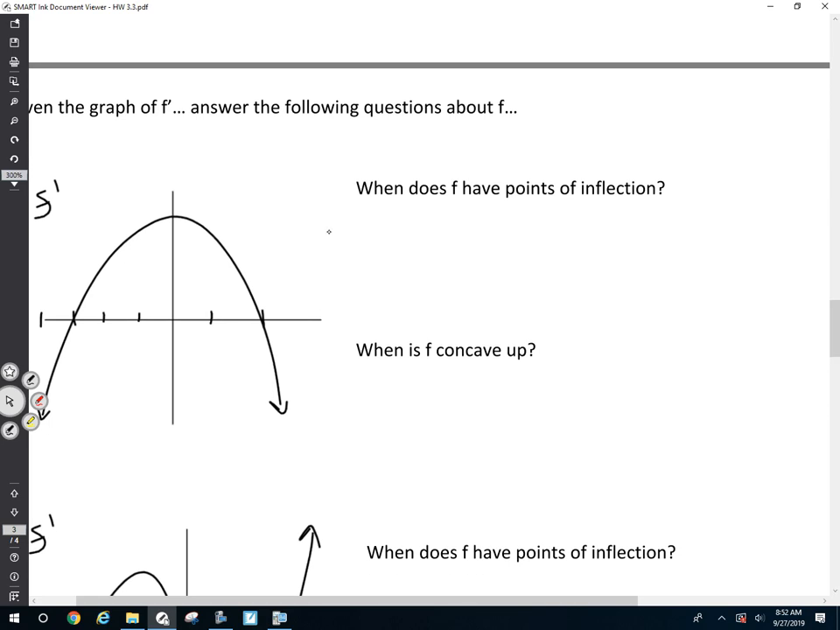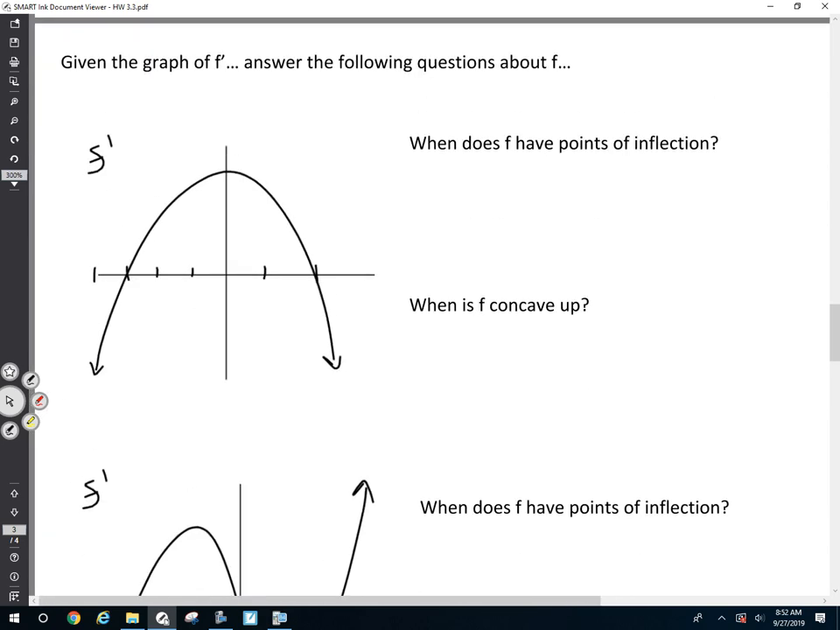All right. Now, given graphs of f prime, answering questions about f, but now we are talking about the concavity and the points of inflection of f. What we will find is that if we wanted to translate this f prime into a one-dimensional signs of f double prime, the signs of f double prime come from the slopes of f prime.